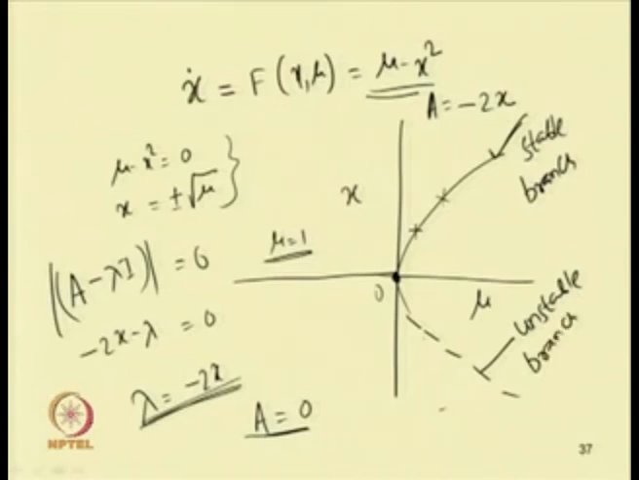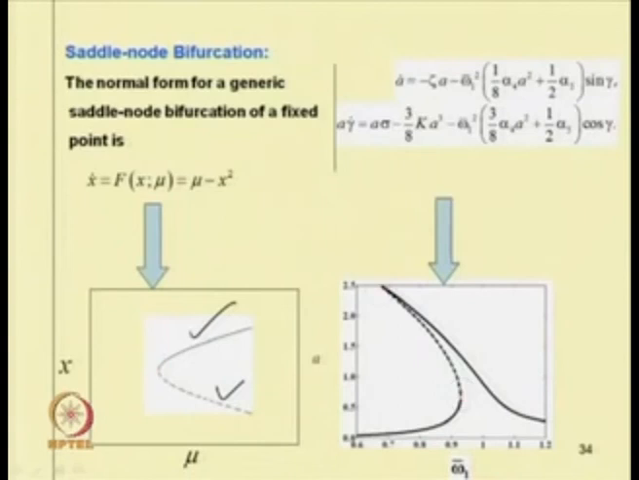So, in this case we have a stable branch and another unstable branch. These two branches meet at the origin. We have already plotted this curve here. This is the stable branch and this is the unstable branch, and they meet at this point. So, this is the saddle node bifurcation point. The normal form or generic form of the saddle node bifurcation for a first order equation is x dot equal to mu minus x square.